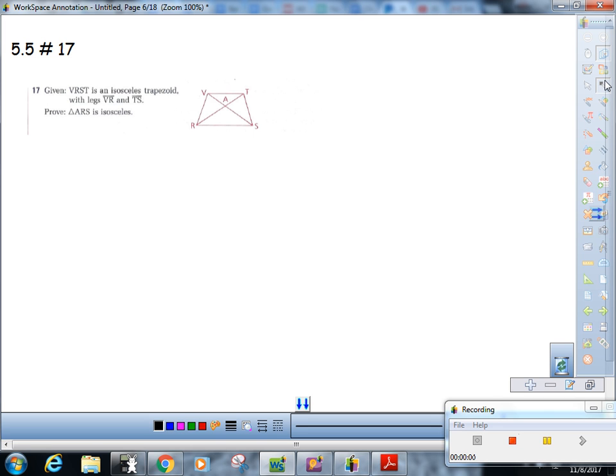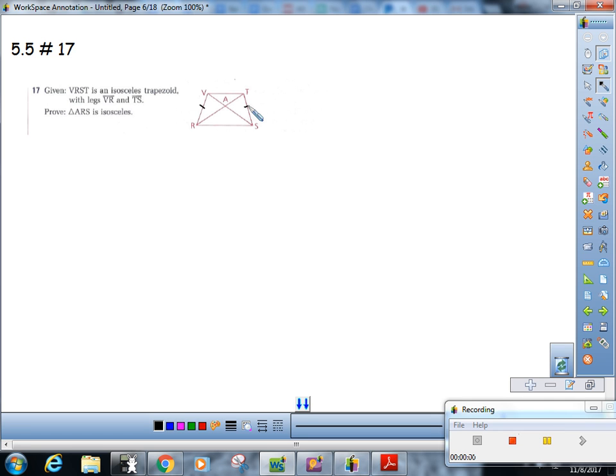Yeah, okay. Alright, hey, I haven't even looked at this one yet, because I want to show you how I would do this if I was on the test. So I do not know how to do this question, okay? Alright, so we're given that it's a trapezoid, and that VR and TS are the legs, and it's an isosceles trapezoid. So I'm going to be able to say that those are congruent by definition of isosceles. I'm trying to prove that ARS is isosceles, okay?